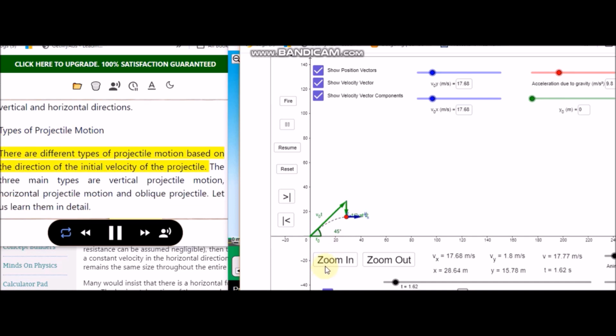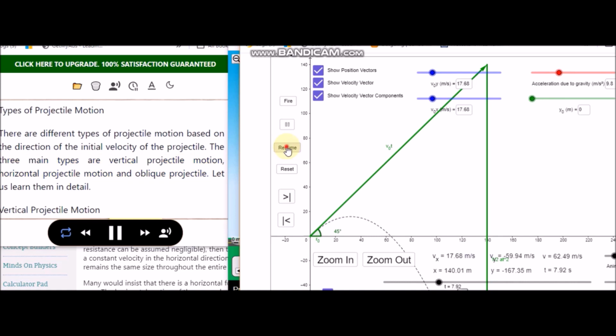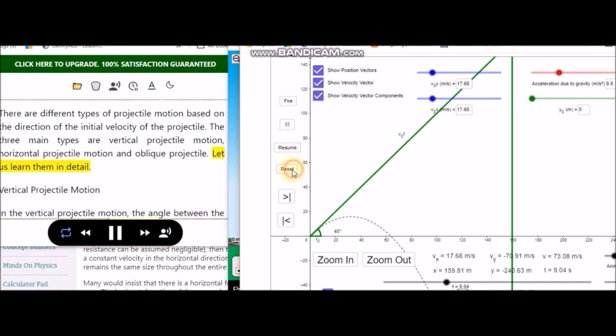Types of projectile motion. There are different types of projectile motion based on the direction of the initial velocity of the projectile. The three main types are vertical projectile motion, horizontal projectile motion and oblique projectile motion. Let us learn them in detail.